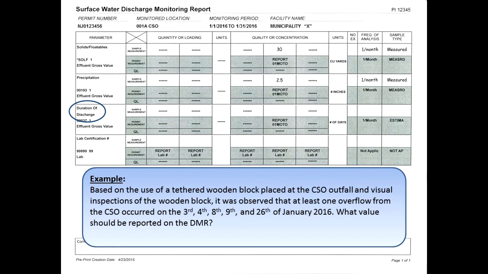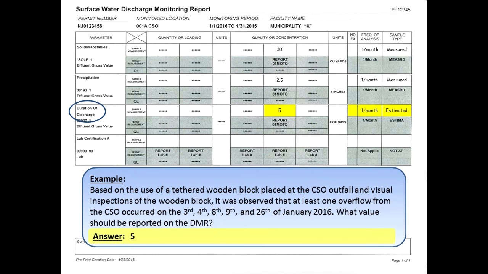For CSO outfall 001A, the permittee is using a tethered wooden block placed at the outfall to determine the reported value. Based on visual inspections of the wooden block, it was observed that at least one overflow from the CSO outfall occurred on the 3rd, 4th, 8th, 9th, and 26th day of January 2016. What value should be reported on the DMR?